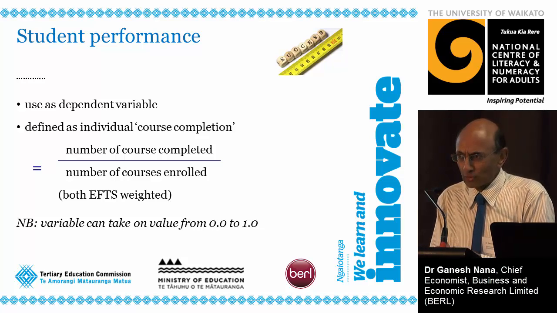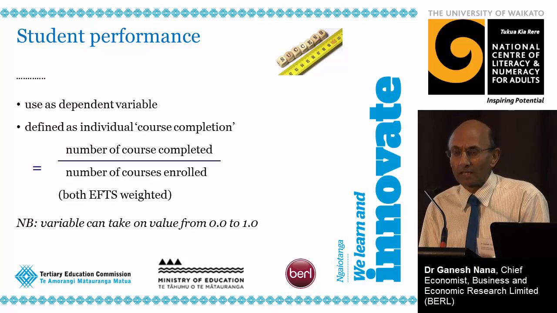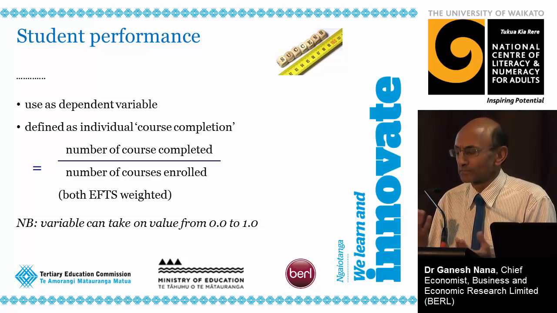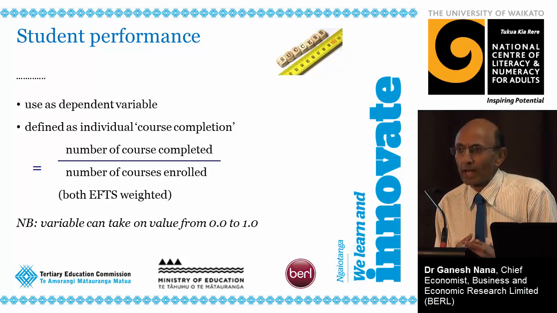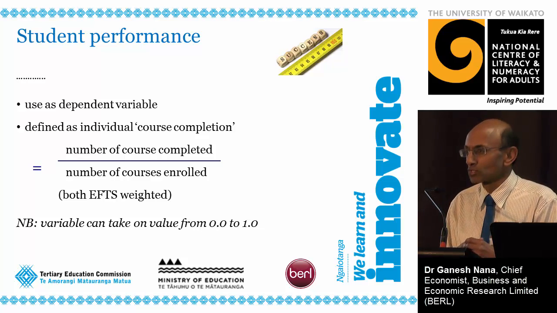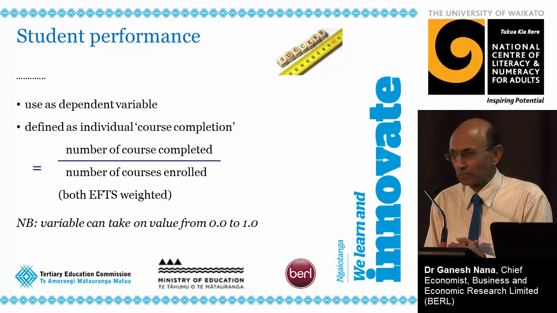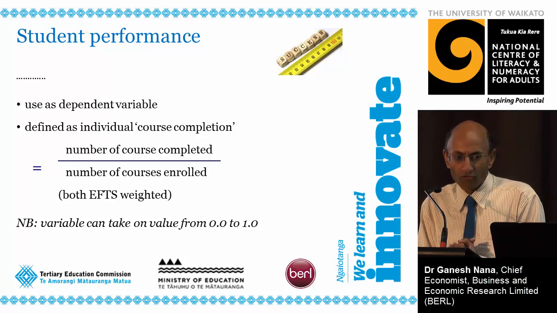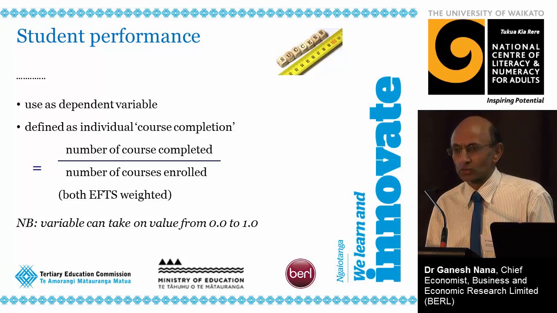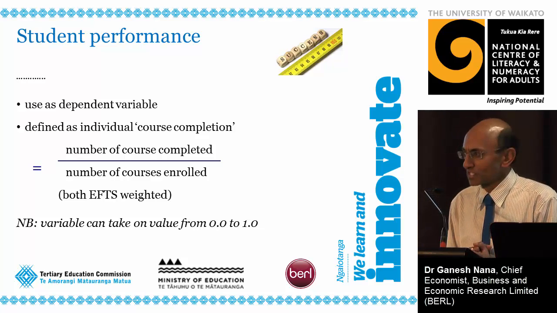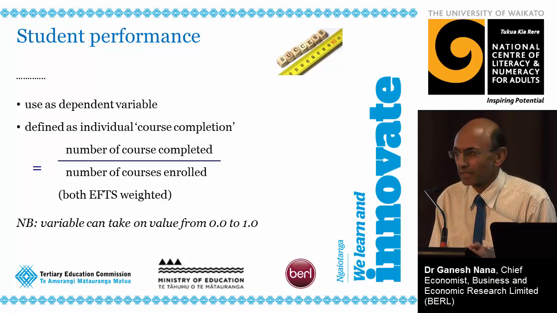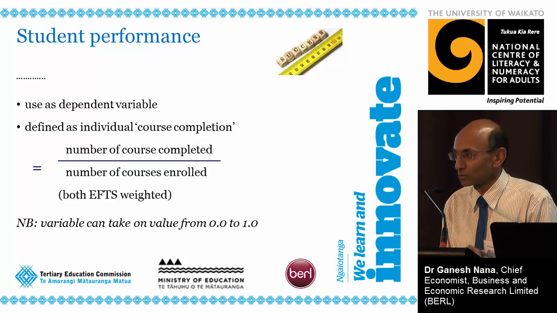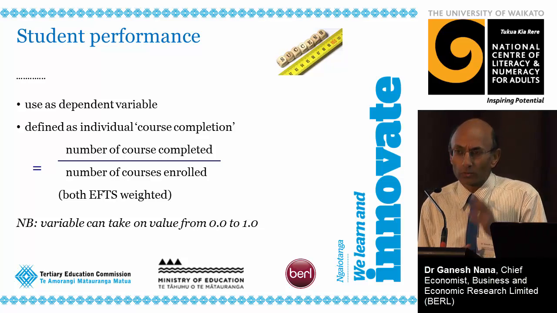And so after a little bit of discussion and a little bit of toing and froing, in terms of what was available on the data set, we settled on the expression that's in front of you: the number of courses completed divided by the number of courses that the person was enrolled in. Both items are weighted, so we got a full-time equivalent measure of that. And that variable that we're going to try and explain ranges from 0 to 1. So if they scored 0, that means they completed absolutely none of their courses. If they scored 1, they completed all of their courses. If they scored 0.5, they completed half of their courses. Okay, so that's the variable that we were trying to explain.